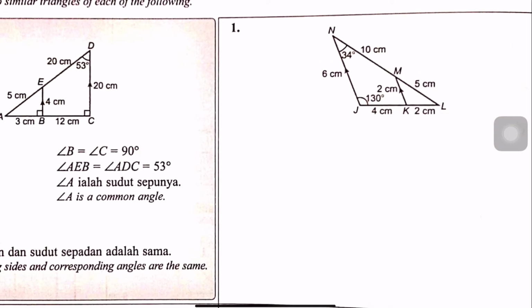Over here, actually, you have two different triangles. You have the big one and you have the small one. So this is the small one, and this is the big one. Hope you can see it. Let's check whether both triangles are similar.